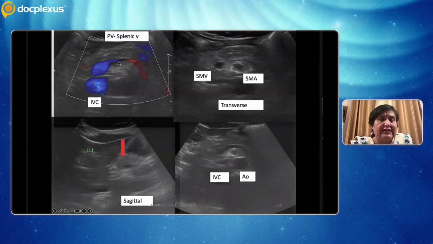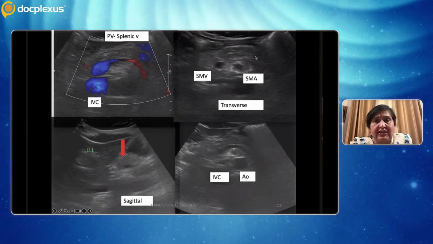That's the portal vein, that's the splenic vein over there draining into the portal vein. And this hypoechoic tissue, which is draped around the splenoportal axis, is the pancreas. Again, you can see it very well over here. That's the SMA, that's the SMV. So this is more inferior or caudal to the section over here.